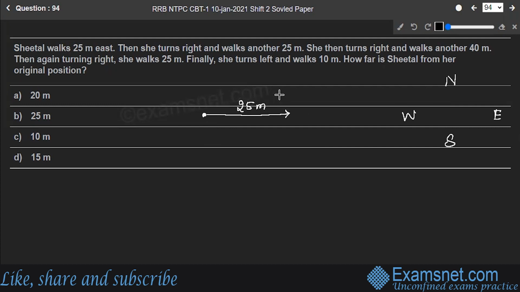Then she turns right and walks another 25 meters. She turns right and walks another 25 meters. Then she turns right again. So if she turns right and walks another 40 meters. Then she again turns right and now she is walking 25 meters. So she'll reach here. Now finally she turns left and walks 10 meters.